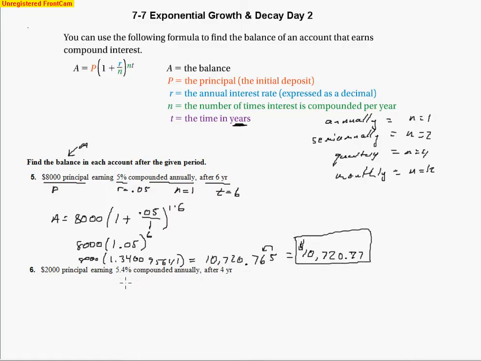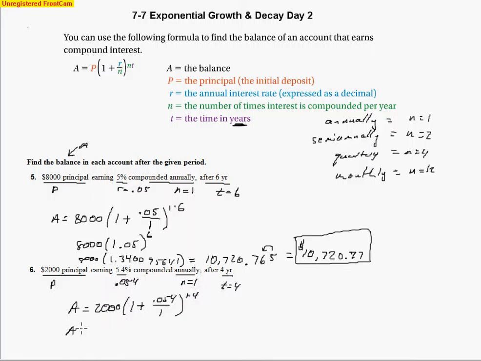Let's take a look at the next one. It says $2,000 principal, so that's your P value, earning 5.4, so I'm going to change that to 0.054. And then I'm going to compound annually, so N equals 1 again, and T equals 4. So if I set it up into the formula, it would be A equals 2,000 times 1 plus 0.054 over 1, because that's the number of compounding periods there, times 1 times 4, the number of compounding periods times the time.